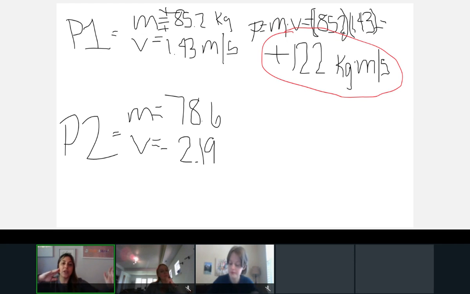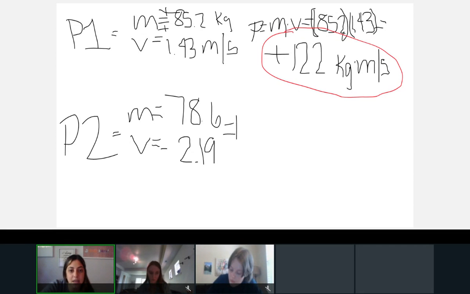So if we know that one player is moving to the right and we've identified that moving to the right is positive, then a player moving to the left would be negative. It's just going in the opposite direction. So they're really going like this. They're going towards each other. So we want to know what the total momentum of the system is before and after. We need to finish figuring out what the momentum is for player two.